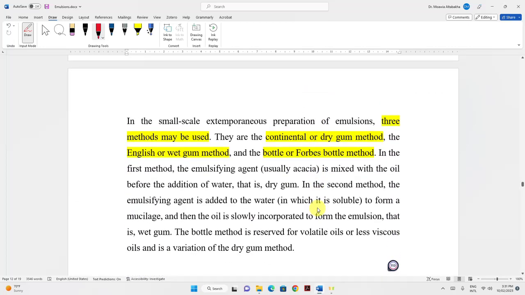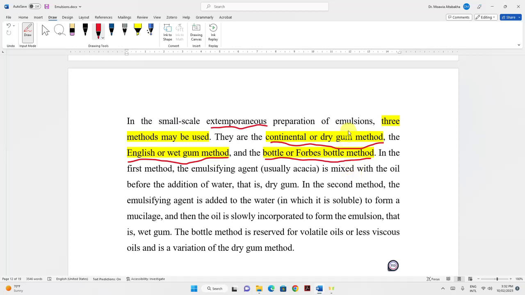Now, what are the methods in small scale extemporaneous preparation of emulsion? We have three methods. One is referred to as the continental or dry gum method. Memorize them. The other one is the English or wet gum method. And the third one is referred to as the bottle or Forbes bottle method. They are very easy. So the three main methods are the continental or dry gum method, the English or wet gum method, and the Forbes bottle method.